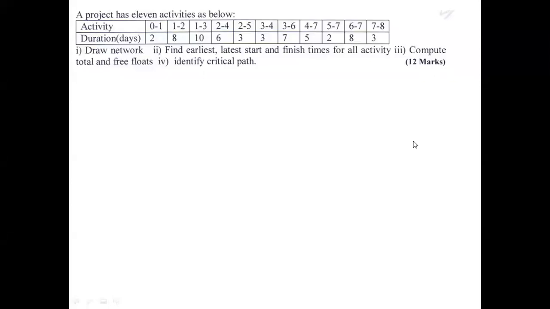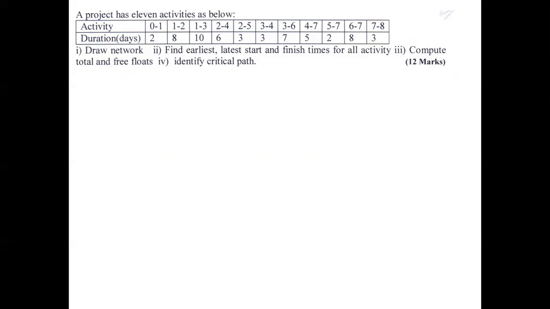Hello, dear students. Welcome to the new session on PERT and CPM. In this session, we'll see some of the problems, how to solve these problems, how to draw a network diagram, find out different time elements, then finding the critical path and project duration. Let us start with one example from the previous question paper.